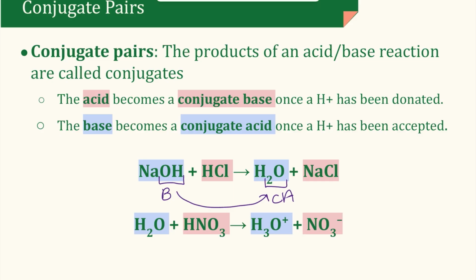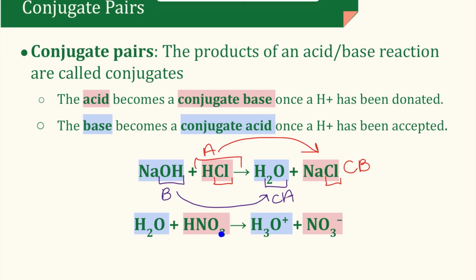That HCl, we can see we have a hydrogen, identifying that as an acid. Well, acids lose or donate, so that Cl has lost its hydrogen, and so then that Cl becomes a conjugate base. Like that.